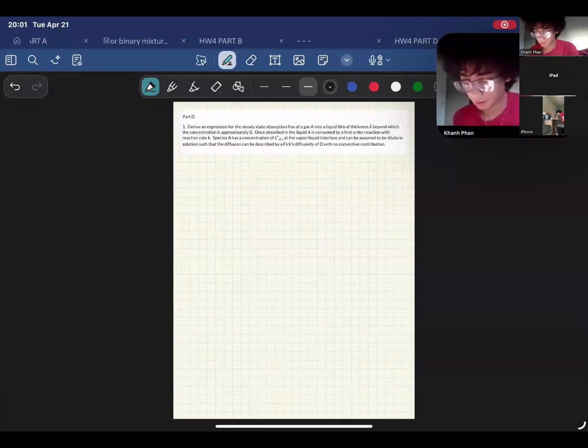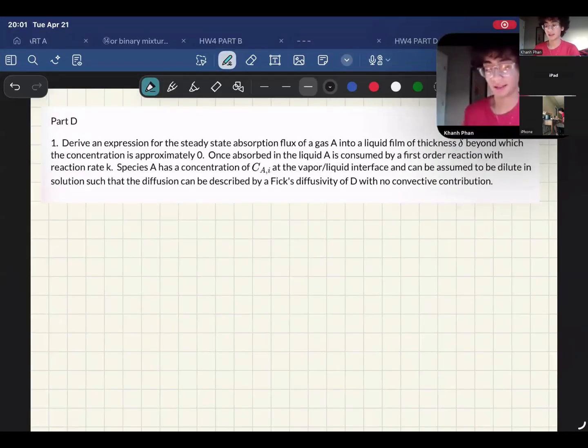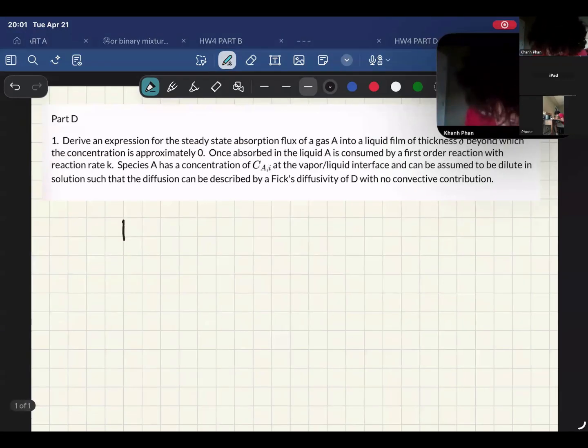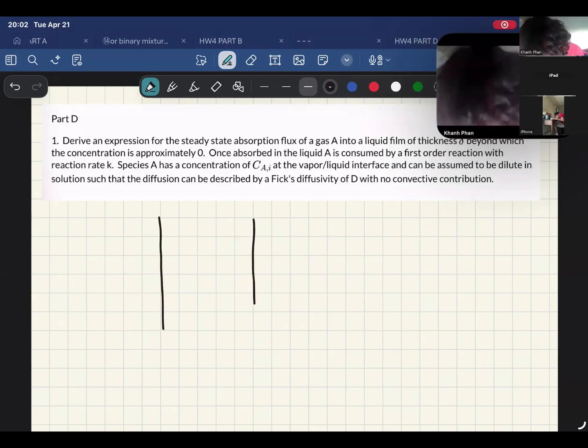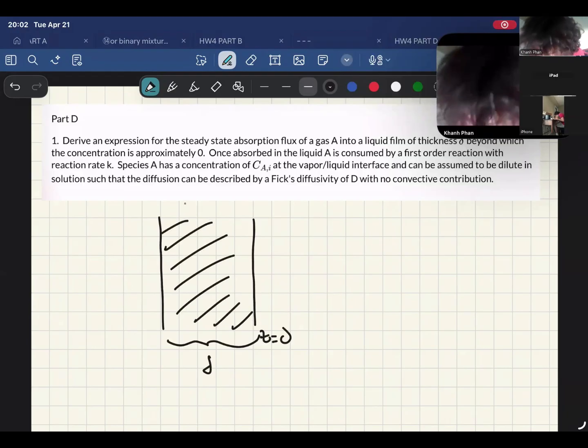Today we're going to derive an expression for the steady state absorption flux of a gas A into a liquid film of thickness theta, beyond which the concentration is approximately zero. I'm going to draw a diagram here. This is our film, with thickness theta, and here is z equal to zero. This part is going to be liquid, and out here is going to be gas, vapor, and this is going to be the interface.